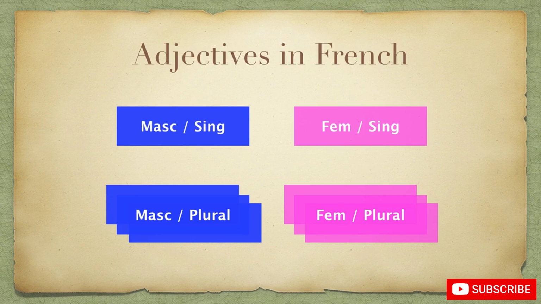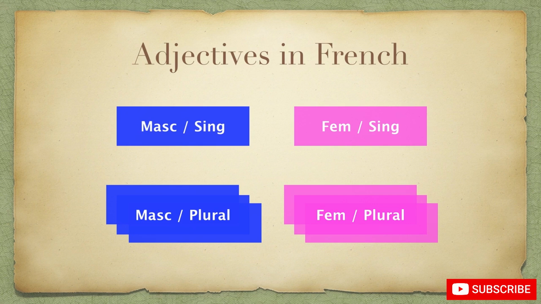So adjectives in French are unlike in English. Adjectives have 4 different forms most of the time. There's a masculine singular form, a feminine singular form, a masculine plural form, and a feminine plural form, and each agrees with the noun that it's associated with.